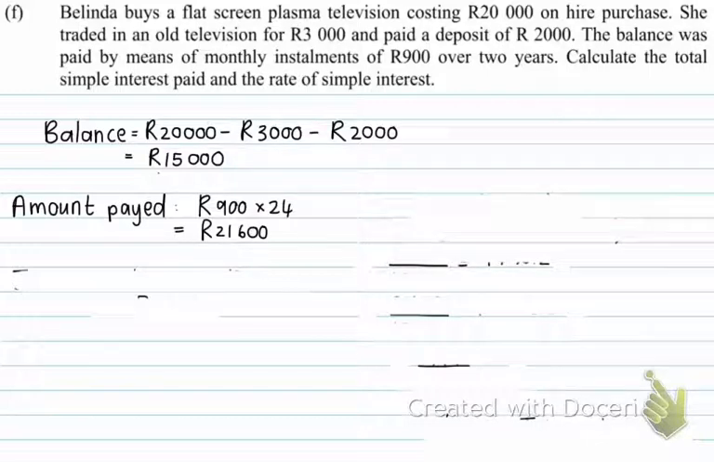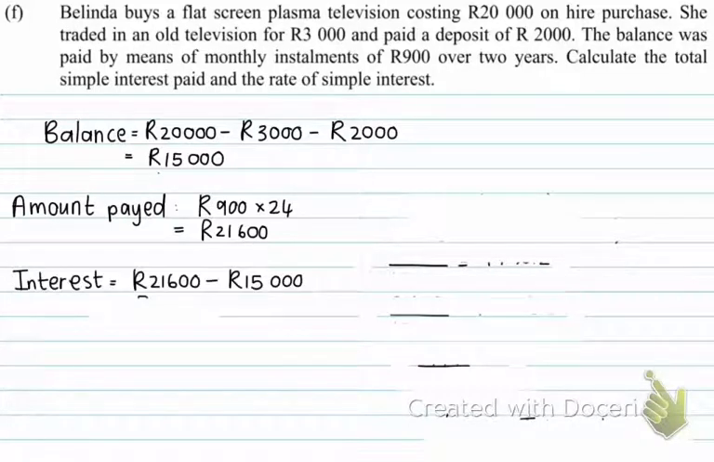Now the first question here was to calculate the simple interest that Belinda paid. That will be the amount that was paid, that 21,600 Rand, minus the balance, and then you will get the simple interest that was paid, which is 6,600 Rand. The second part of this question is we have to calculate the simple interest rate.